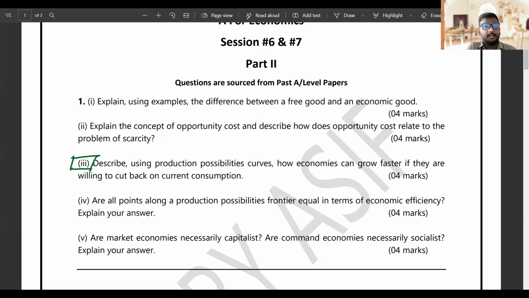Let me go to the whiteboard now. Now, first of all, according to the question, they are saying if we cut back on current consumption, how can economies grow faster? How can economies grow faster? So you have to put up an argument here. And that goes like this and explain through PPCs, drawing PPCs. So let me start with that.